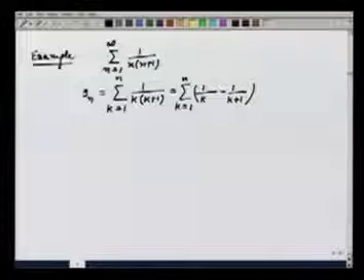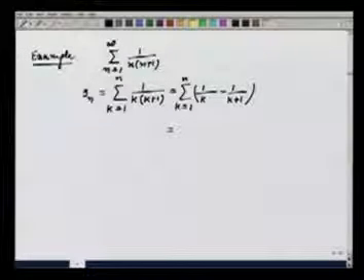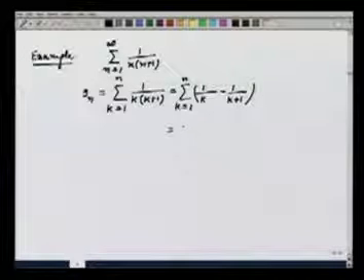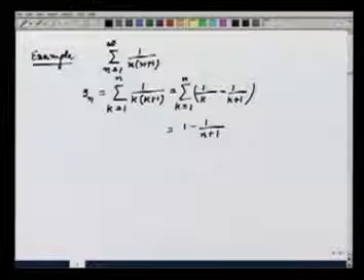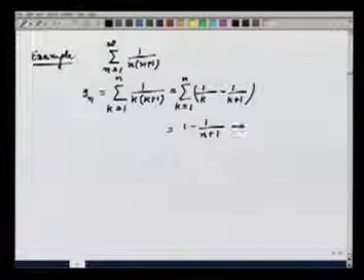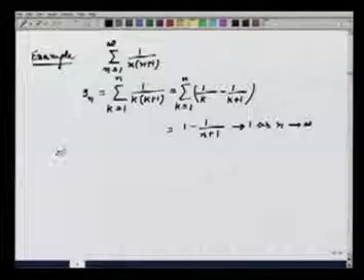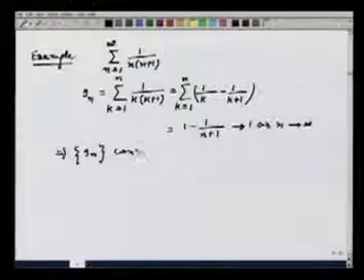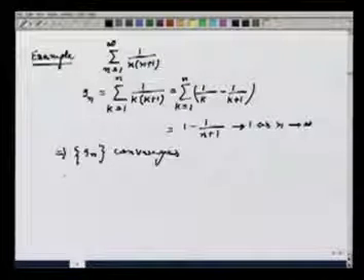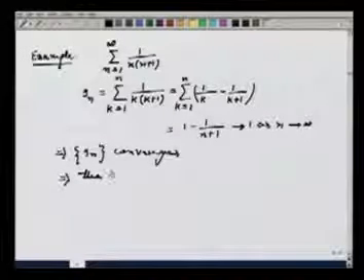Okay. These are the so-called telescopic sums. If I open up the summation and write down each and every term, then cancellations take place. What I am left with is 1 minus 1 by n plus 1. So this goes to 1 as n goes to infinity. This implies that this sequence Sn converges. This implies then by the definition that the series converges.